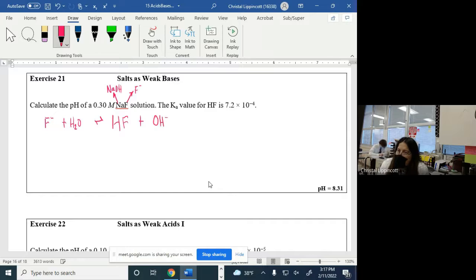OH minus. Now, if I have OH minus over here, I can't use Ka because OH doesn't relate to A, it relates to B. So in order to do this, I've got to calculate my Kb. And Kb at 25 degrees Celsius, which we're going to assume because they didn't say any different, is 1 times 10 to the negative 14 divided by 7.2 times 10 to the minus 4. That's going to give me my Kb value.